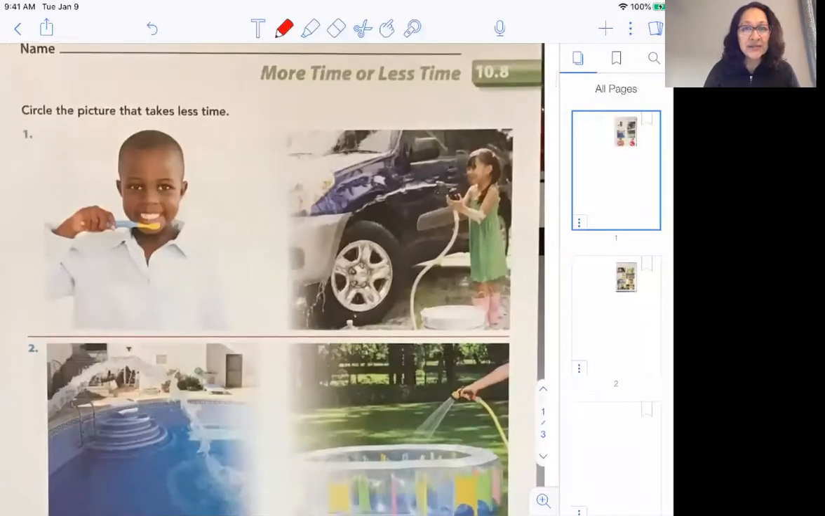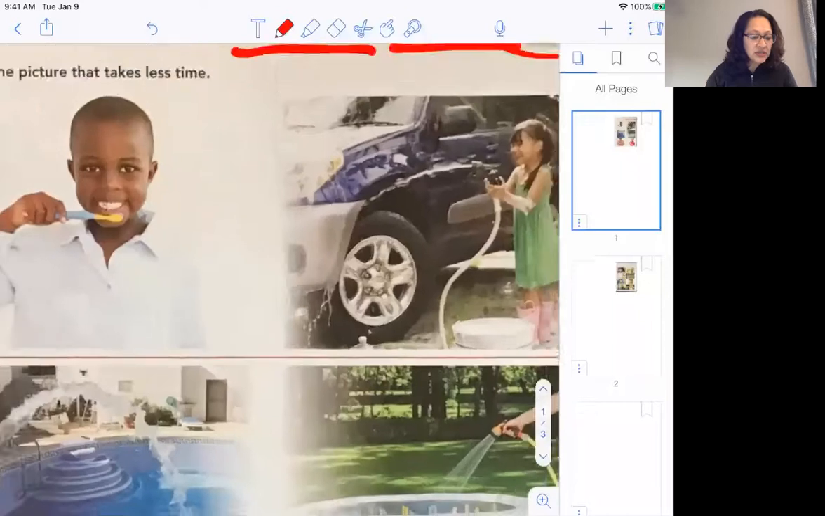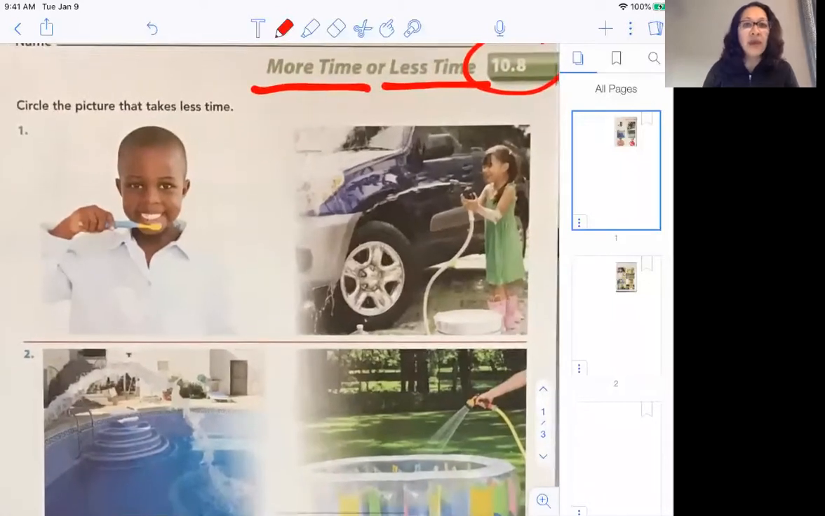You are awesome. So go get your paper, the one that says less, more time or less time. Do you see that? Okay, it's 10.8. See that? All righty, very good. So what we're gonna do is follow up on that, and we're gonna talk about less and more.